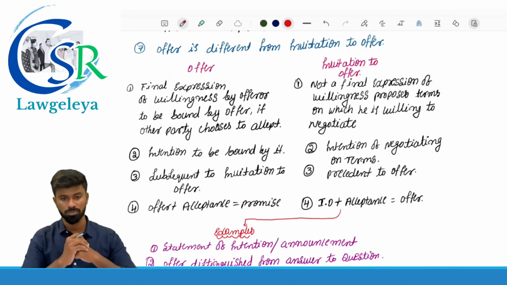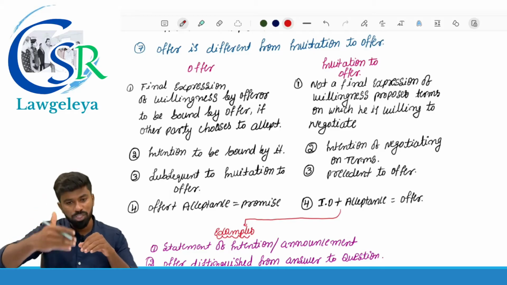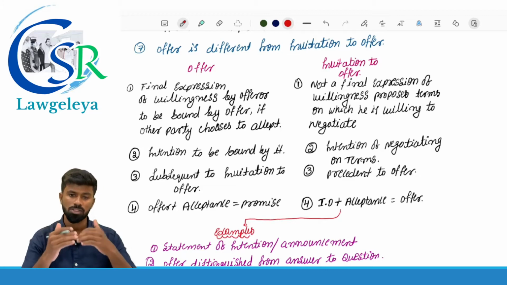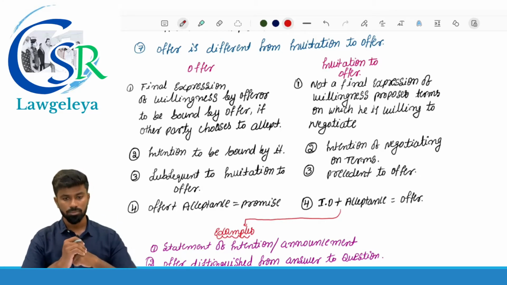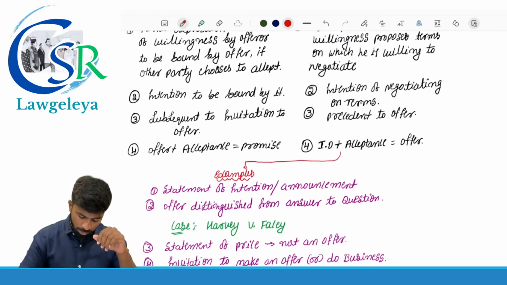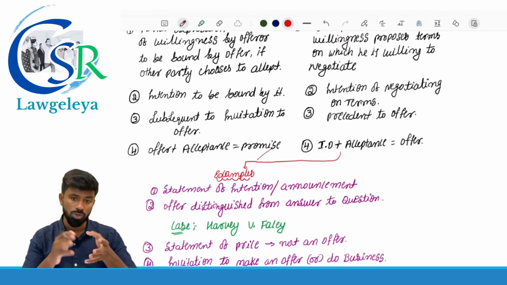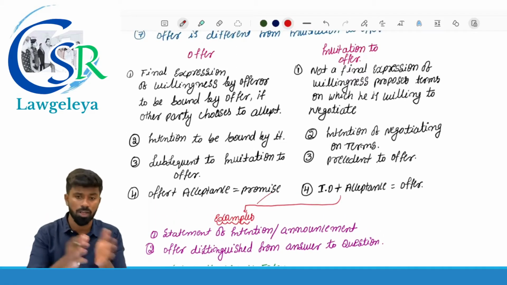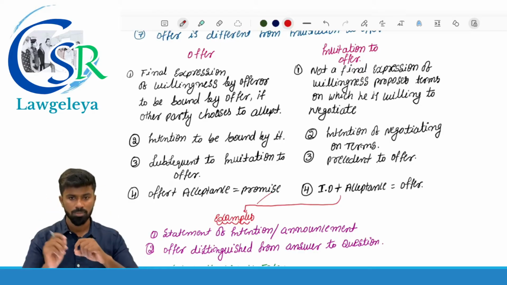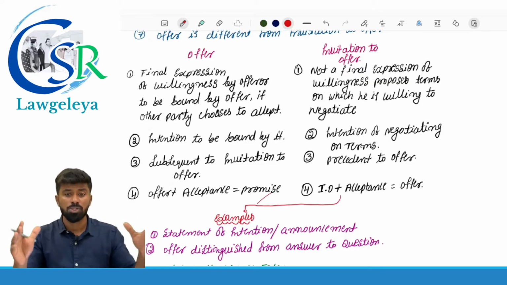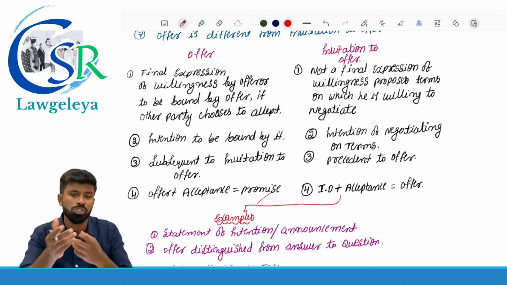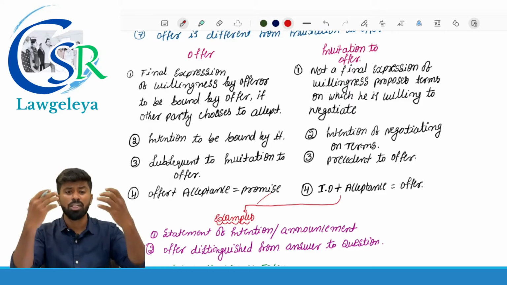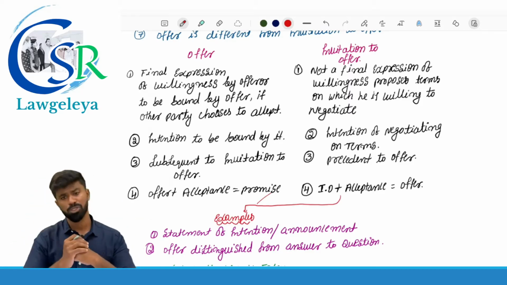It's just a negotiation. Next one, offer is always subsequent to invitation to offer. It cannot precede the invitation to offer. But invitation to offer is always what? Precedent to the offer. So offer plus an acceptance becomes what? Promise. Whereas invitation to offer plus acceptance becomes what? Offer. These are the differences between offer and invitation to offer. Keep this in mind. Invitation to offer is not a final expression of willingness, and he has the intention of negotiation. Whereas offer is the final expression of willingness where the party has the intention to be bound by it if the other person accepts it.